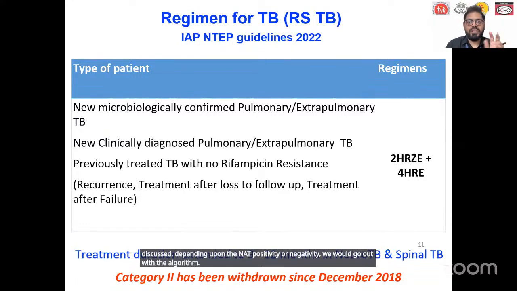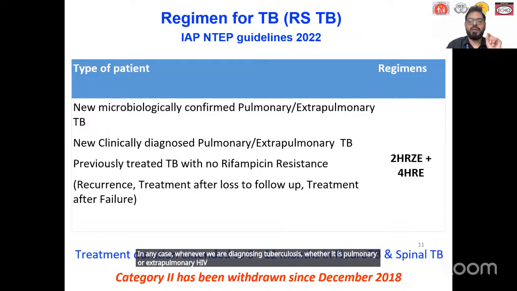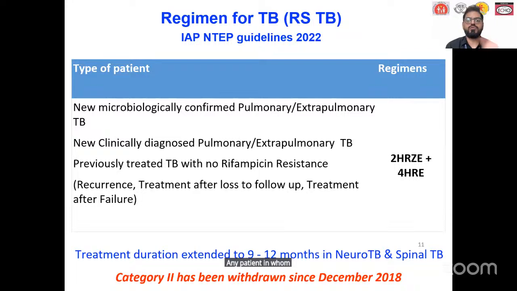In any case, whenever we are diagnosing tuberculosis, whether it is pulmonary or extrapulmonary, HIV testing has to be done mandatorily for all the patients. So this is an unsaid program. There is a parallel consensus between the NTEP and the NACO, that is National AIDS Control. Any patient in whom we diagnose TB, we have to do an HIV test. Any patient in whom we pick up HIV first, we have to screen for TB. So it is a parallel program, and it goes unsaid.